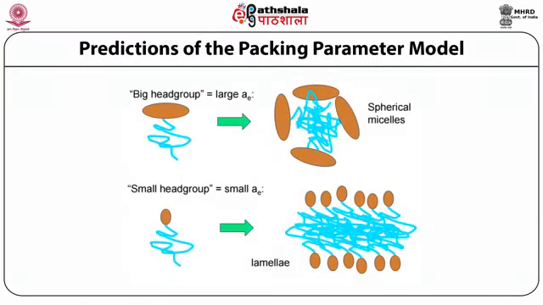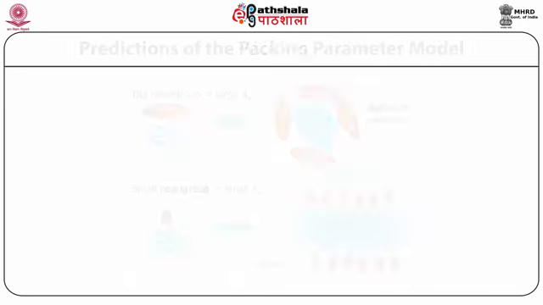What are the predictions of the packing parameter model? Big polar heads will lead to a large Ae, and micelle shape will approach spherical shapes. On the other hand, small polar heads will result in associations which form lamellae or bilayer formations.